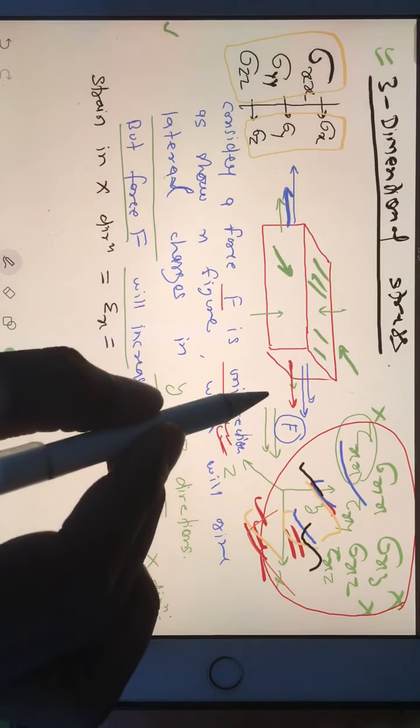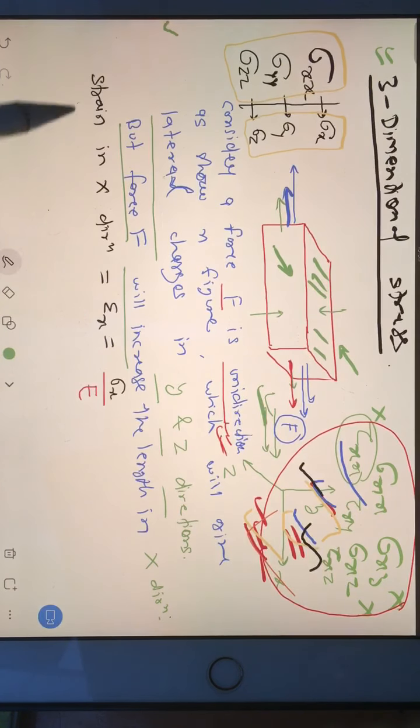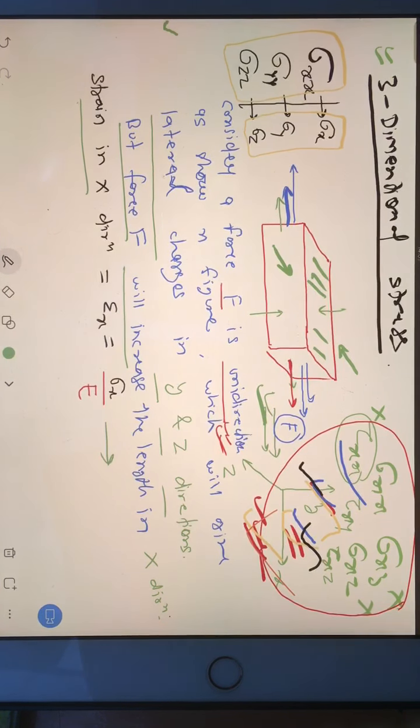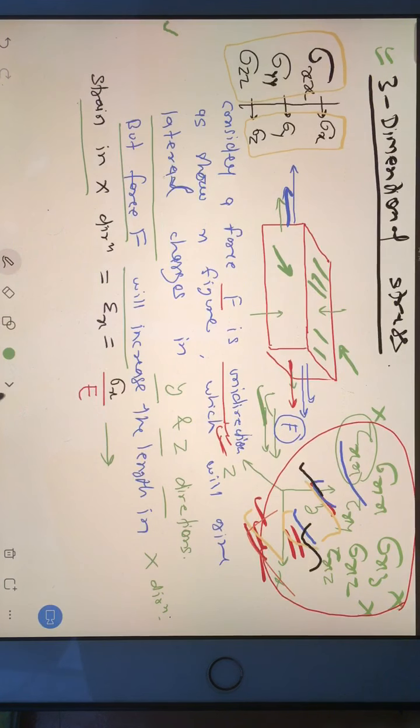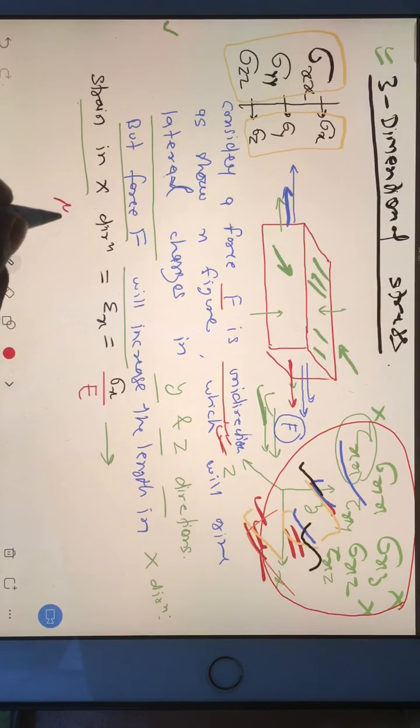You can see here, this F is generating strain in x direction, but it is not only in x direction. It will also develop strain in y direction. It will also develop strain in z direction. But how will you say that? For that purpose, you remember there is a formula of Poisson ratio, right?